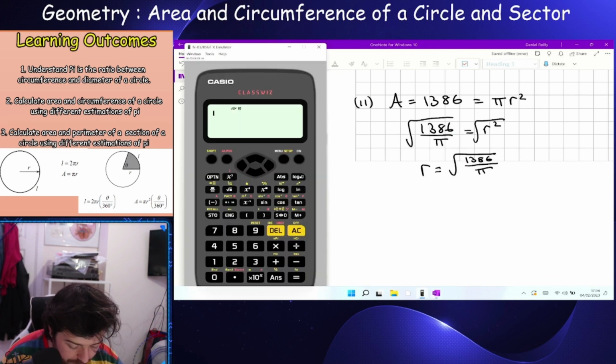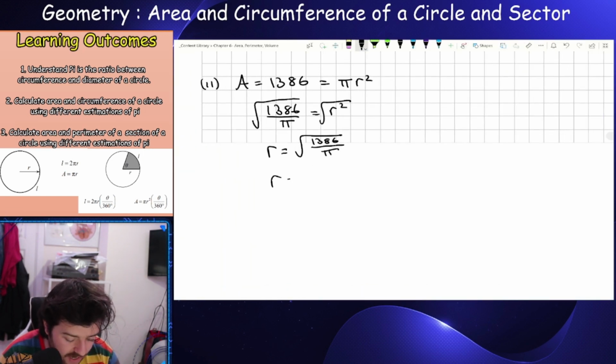So what I'm going to do is take the square root of 1,386 all over pi. Put it in my calculator, click equals: 21.004, or we're just going to roughly estimate it, the radius is equal to 21 centimeters. That's my rough estimation of pi there for the area.